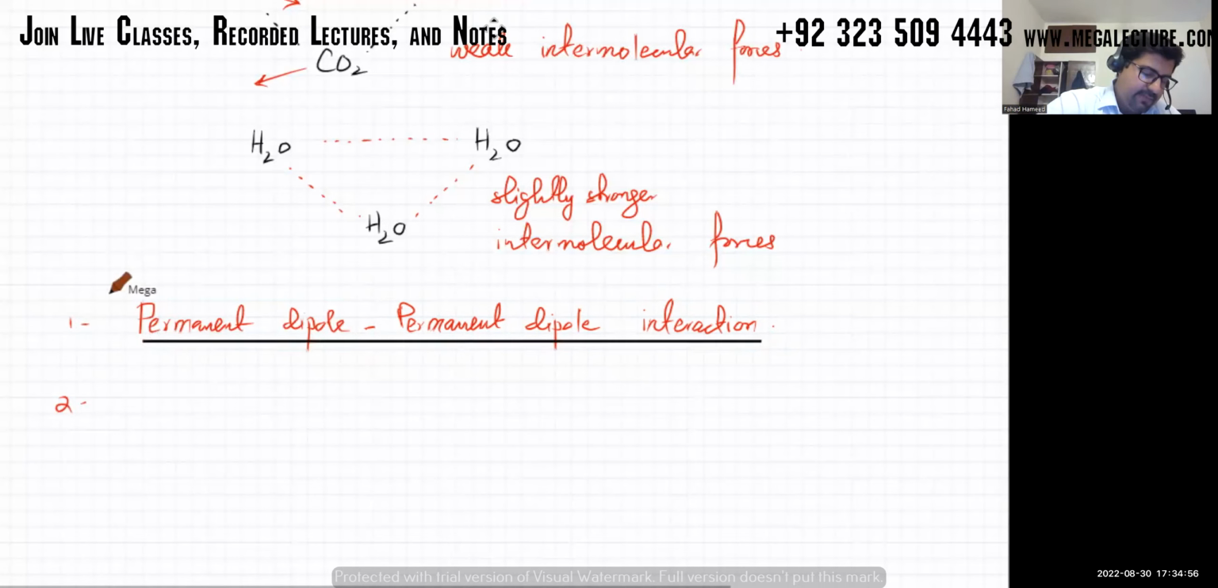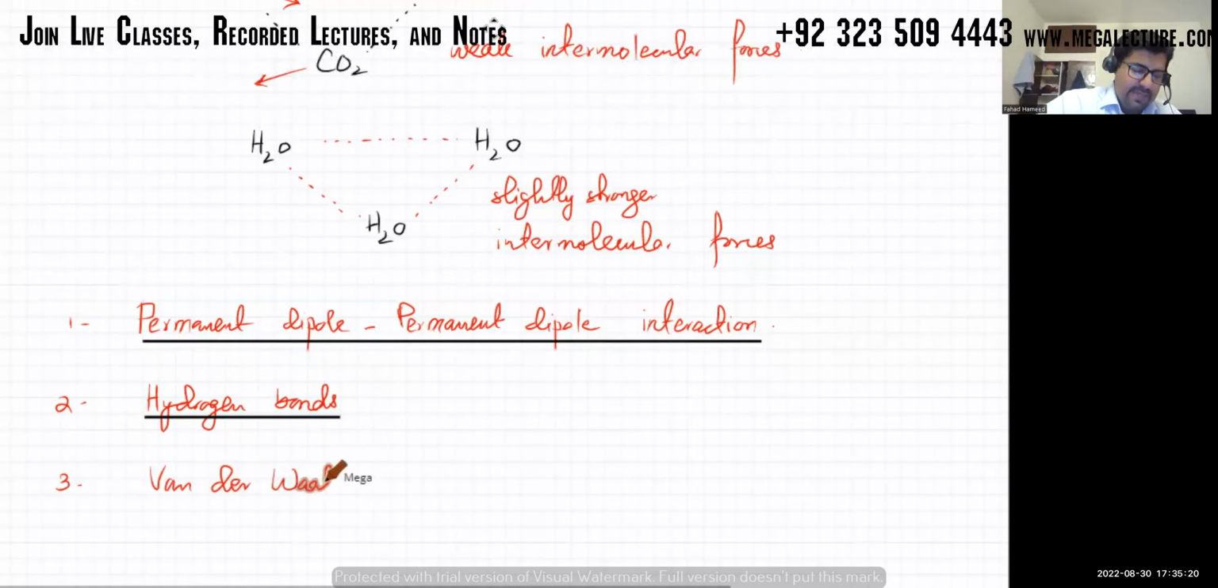It's not actually a bond; it's just an attractive force. It's a very strong attractive force. So they're known as hydrogen bonds. So there's certain molecules that are capable of forming hydrogen bonds. The third attractive or intermolecular force is known as van der Waals forces, and it's known by many names. It's also known as temporary dipole induced dipole.